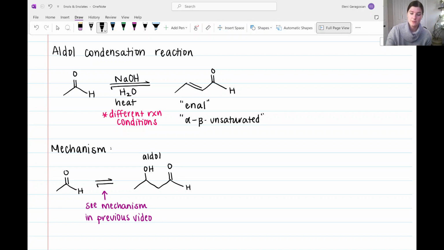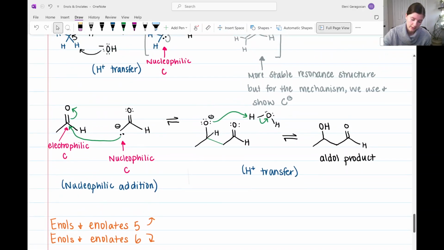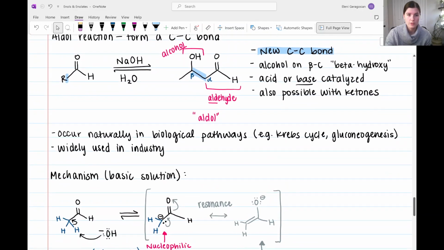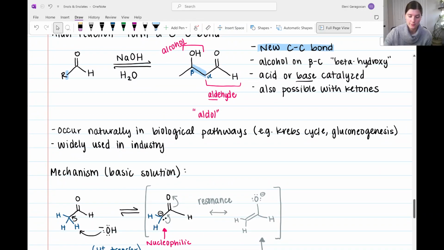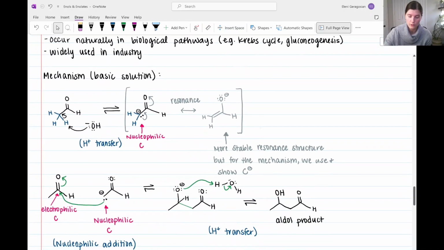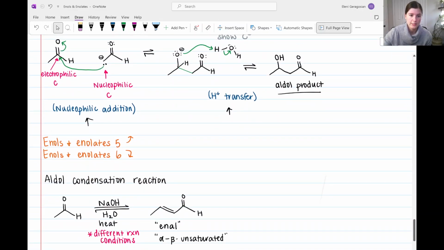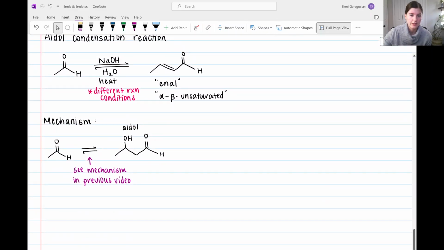So in the previous video, I could just scroll up real quick. We show the mechanism to start with an aldehyde and form the aldol. We first form an enolate, and then right here, nucleophilic addition, we're showing the enolate ion adding to the carbonyl of another aldehyde, and then we do a proton transfer to get the aldol product. So that's what we're representing by this first set of arrows here. See the mechanism in previous video for that.